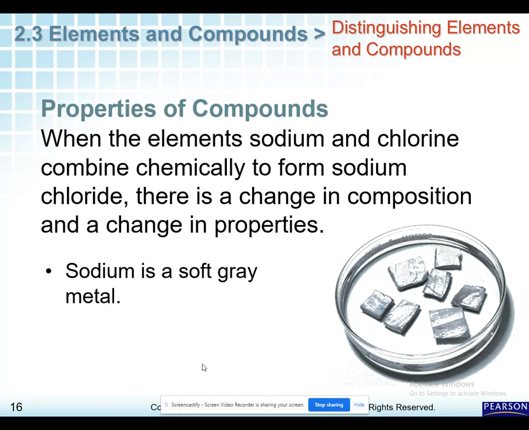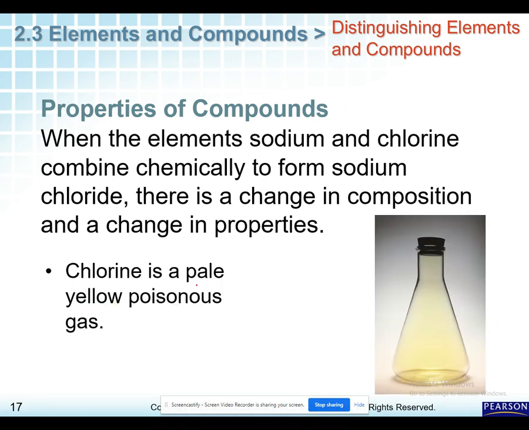The last example that we use of this is sodium is an element, and it combines with chlorine. So sodium is represented by Na. It combines with chlorine to make sodium chloride. So these two things combine to make what's known as table salt. So let's look at the properties of each of these. Sodium, the properties is a soft gray metal. If I were to look at what chlorine is, it's a pale yellow poisonous gas. So it's poisonous. You can't eat chlorine.